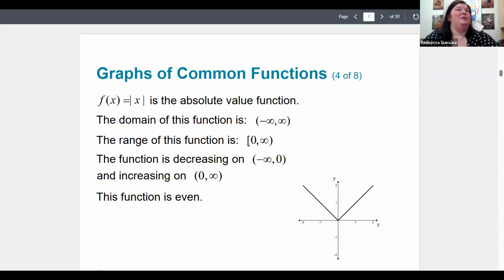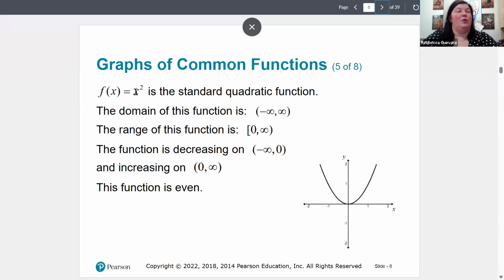All right, I'm going to speed up a little bit. So we've seen quadratics before. Standard quadratic, like I said, the parent to all quadratics is going to be x squared. My domain is all real numbers. Once again, my range, because it's very similar to absolute value, is going to be from 0 to infinity, and then decreasing from negative infinity to 0.